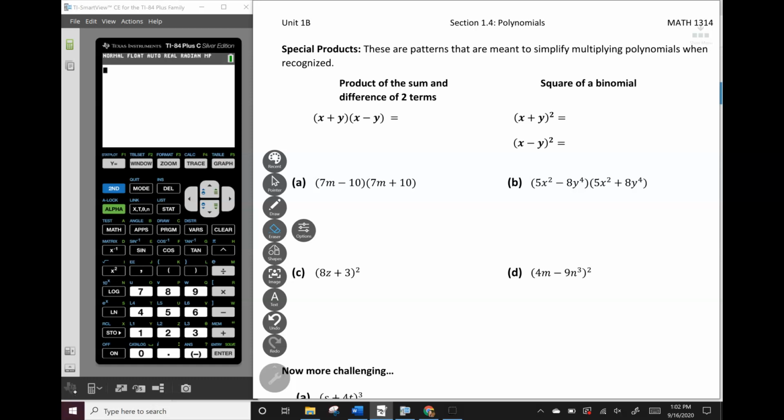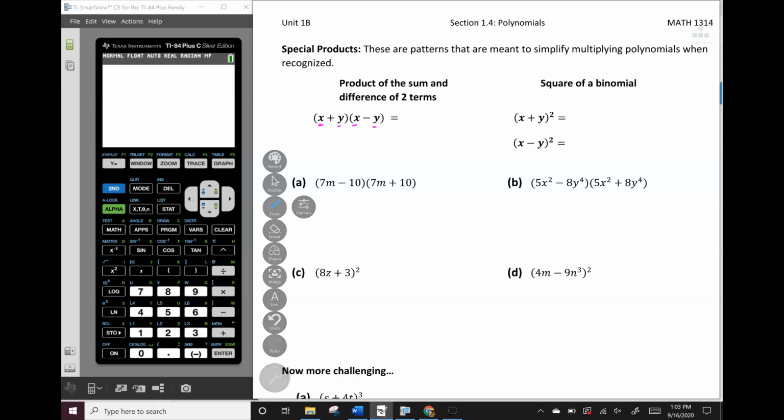So the first pattern that you can know is the product of the sum and difference of two terms. So if the terms are exactly the same, like here, x y, x y, and one is the sum and one is the difference, then a pattern is going to occur. You may remember this from multiplying conjugates. It's the same idea that happens there when you multiply conjugates.